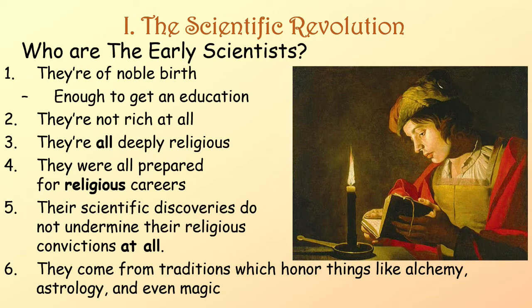Well, who are these early scientists? We'll come back to these crystal spheres. These early scientists, they're of noble birth, noble enough to get an education. They're not really rich at all. They are all deeply religious. They were all prepared for religious careers. Their scientific discoveries do not undermine their religious convictions at all. And they come from traditions which honor things like alchemy, astrology, even magic.